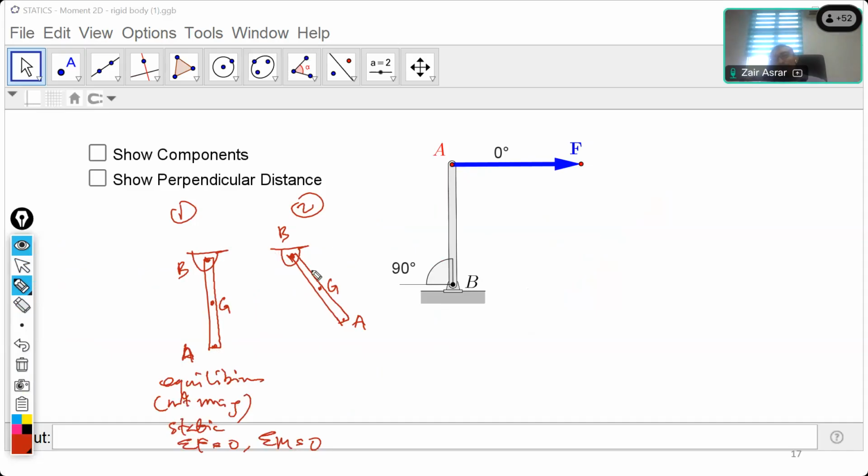For case B, it is not in equilibrium condition. It will move. How does it move? It will rotate about B. And when I say it will rotate, is it rotating clockwise or counterclockwise about B? Clockwise. It will rotate clockwise.